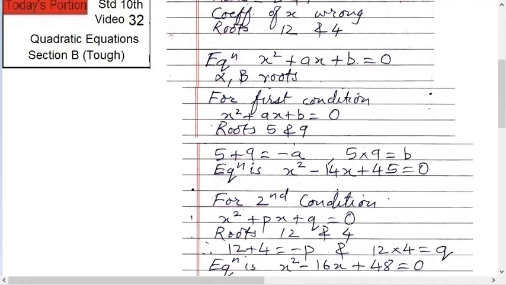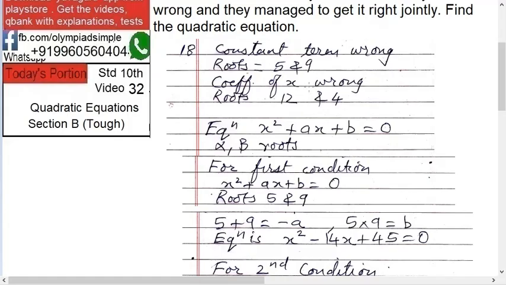Okay. So let the equation be x square plus ax plus b. We are trying it separately. Means the coefficient of x square we are considering as 1. Alpha and beta be the roots. For the first condition, what is the first condition? Constant term wrong and roots are 5 and 9. So x square plus ax plus b, roots are 5 and 9.